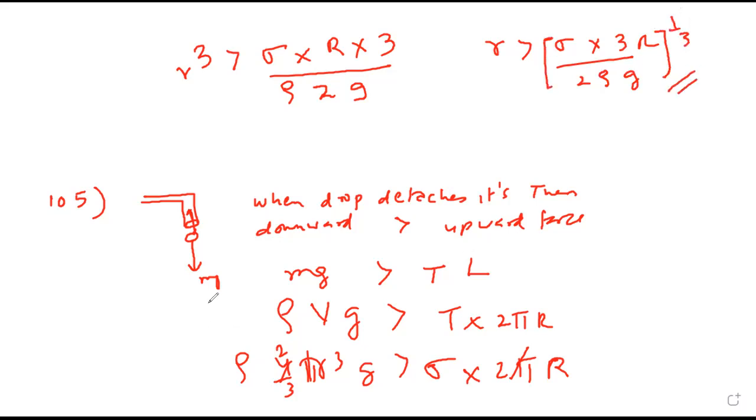So r is greater than sigma into 3R upon 2 rho g, whole raised to 1 by 3. Therefore the answer is. So when the drop is detaching itself, the weight in the downward direction becomes greater than that in the upward direction, which is the force due to surface tension.